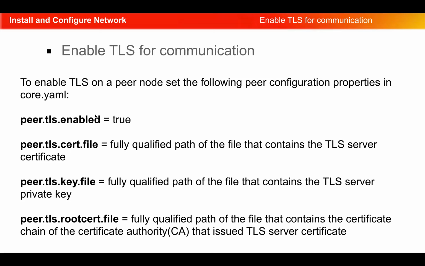One more property that you can set is enabling TLS for communication. To enable TLS on the peer node, you have to set peer.tls.enabled to true. When you say TLS is enabled, you are saying that you want to communicate securely between the peers. For that, you need to specify proper TLS server certificates as well.